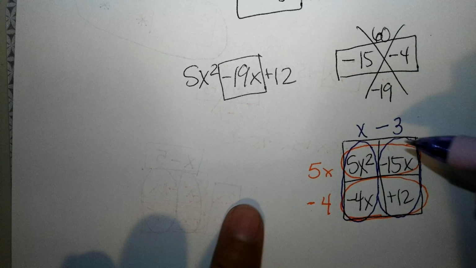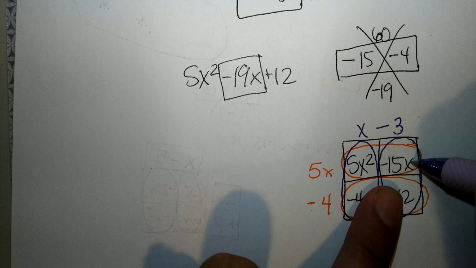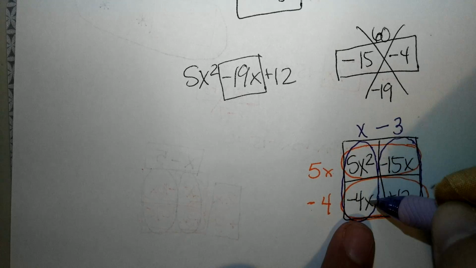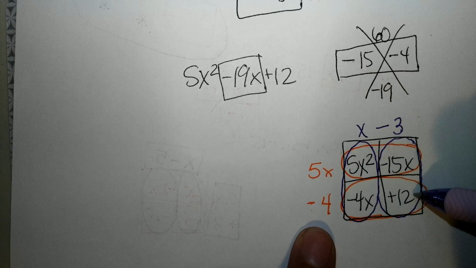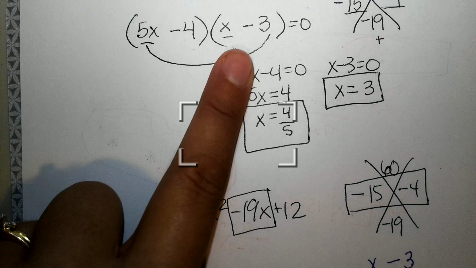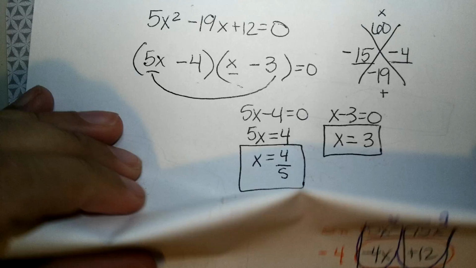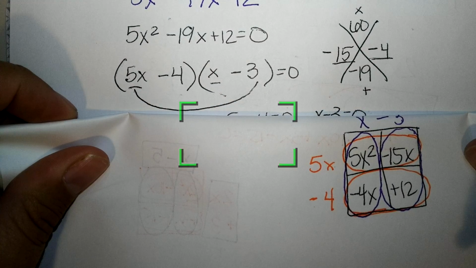Now, we can always check this. 5x times x is 5x squared. 5x times negative 3 is negative 15x. Negative 4 times x is negative 4x, and negative 4 times negative 3 is positive 12. So it did indeed factor out to what we had before, x minus 3 times 5x minus 4. And then you set them equal to 0 and solve.